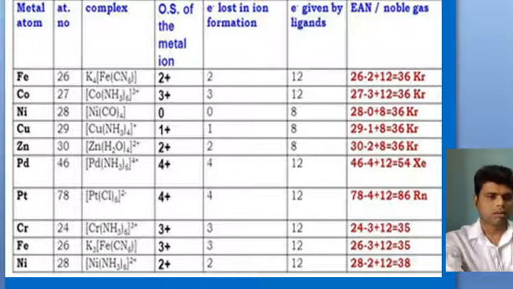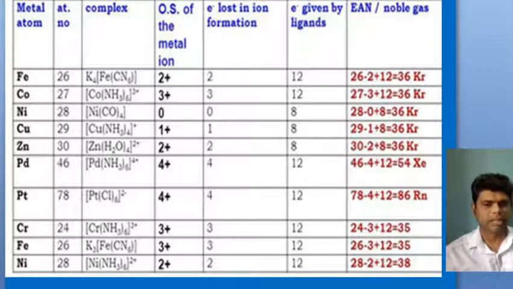Okay, so now 1 or 2 complexes where this EAN is not followed. This hexaamine chromium 3 complex, where the oxidation state of chromium is +3, and 6 amine ligands are donating 12 electrons, making that one as chromium 24 minus 3 plus 12. The EAN would be 35, and you can say EAN is not followed or not attaining the nearest noble gas configuration, less stable, or you can say Sidgwick's interpretation is wrong in this case.